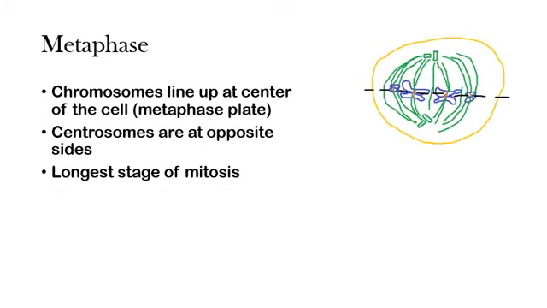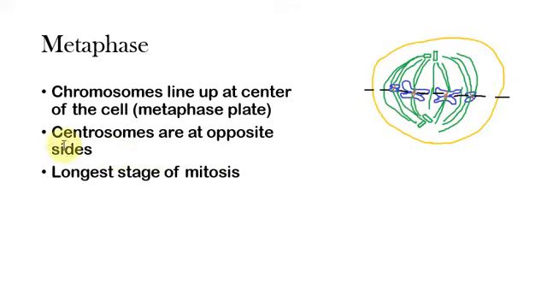The next phase of mitosis is called metaphase. The way I always remember this is that the M in metaphase is also the first letter in middle. And as you can see, a very strong characteristic of metaphase is that all the chromosomes are right in the middle of the cell. So the chromosomes line up at the center of the cell, and this imaginary line is known as the metaphase plate. This is eventually going to be where the cell splits in half.